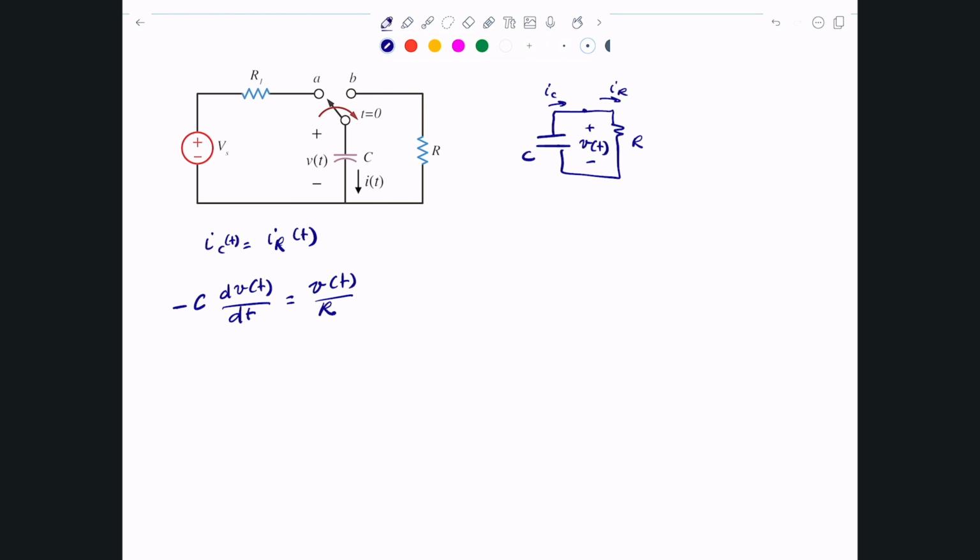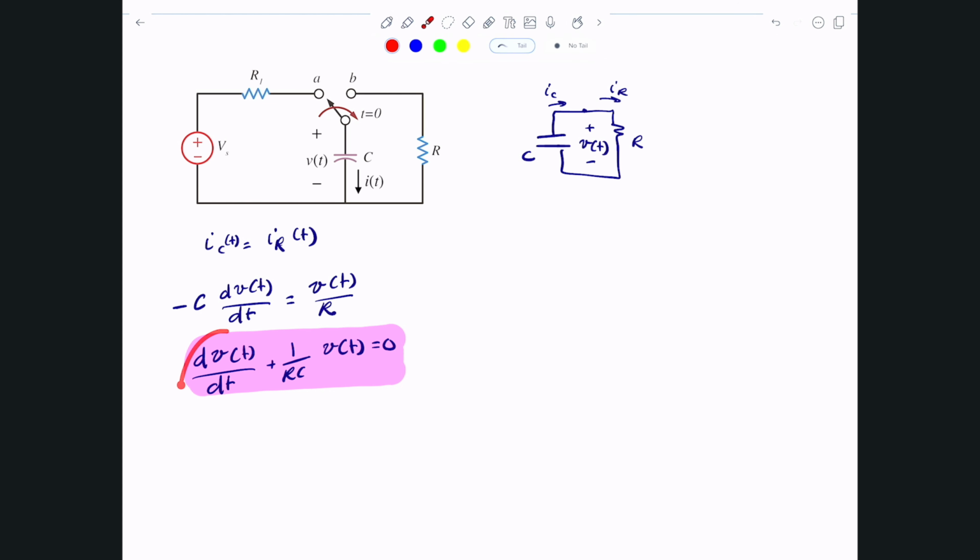We can rearrange the terms. What we get is dv of t divided by dt plus 1 divided by RC times v of t equals 0, and that is the differential equation that describes this particular natural response of an RC circuit. And what we see is we have a function v of t and its first derivative, and that's why it's a first order differential equation.